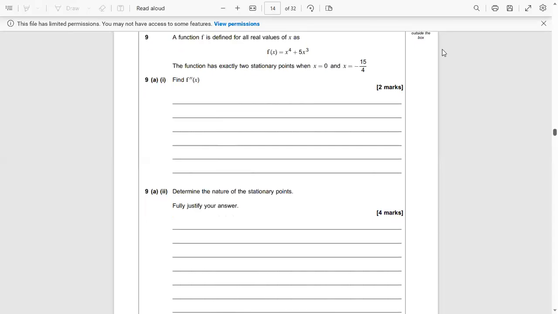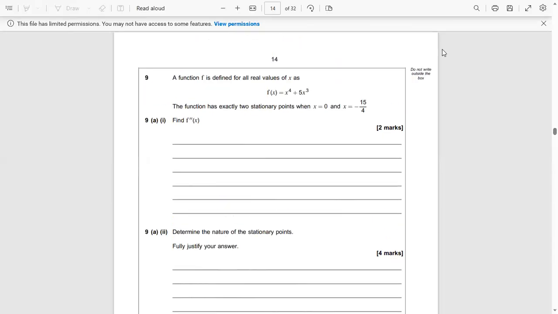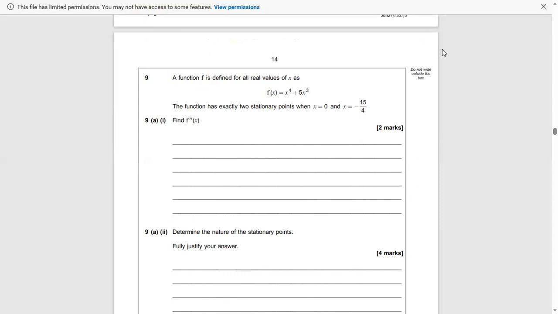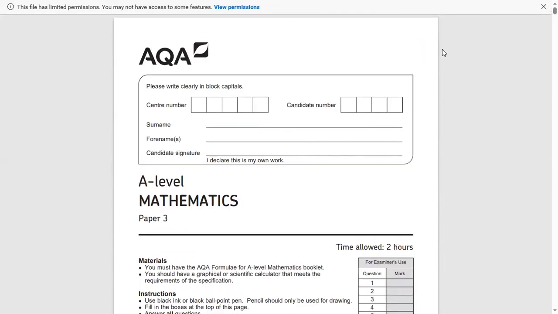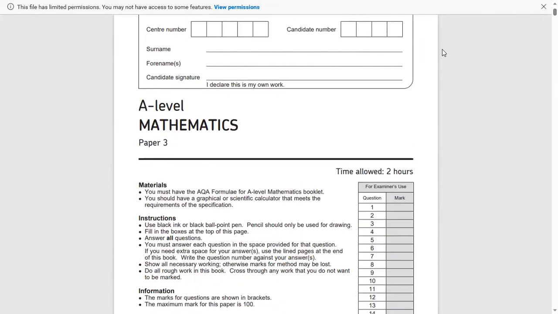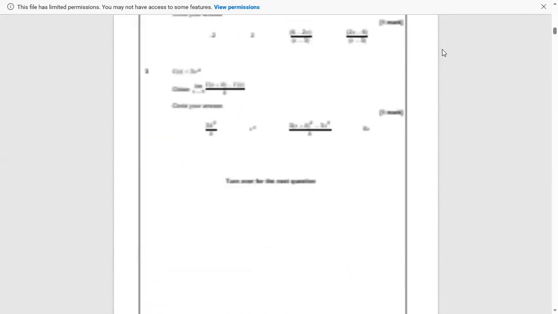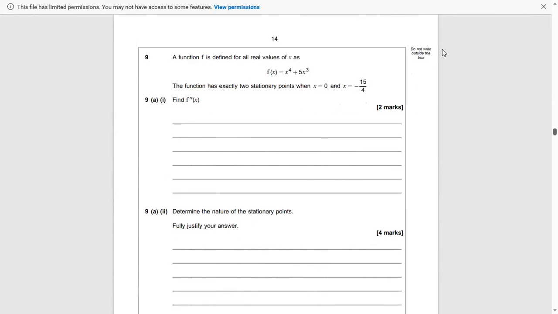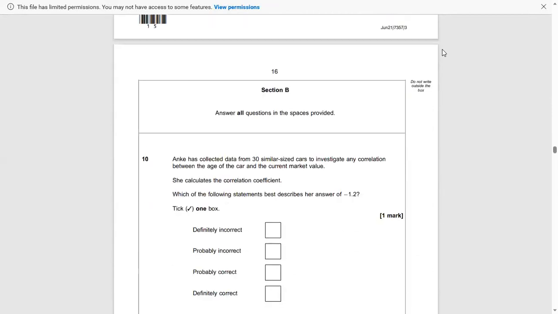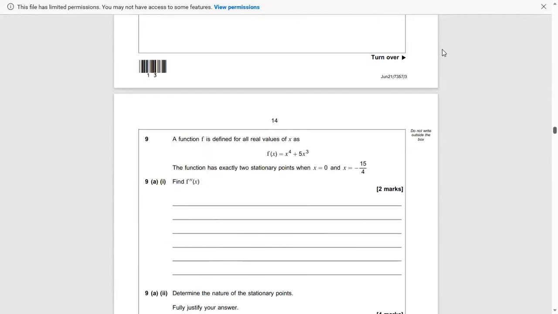Hello, so in today's video we're going to answer question 9 from the 2021 AQA Paper 3 exam. This is the final question in section A, the pure section of the Paper 3 exam. We're going to answer this question to get you ready for next week's Paper 3 exam. So, question 9.